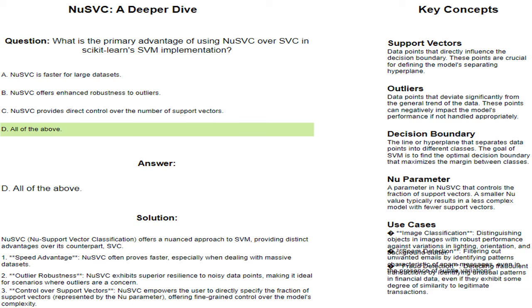All of the above. In SVM, support vectors are the data points that lie closest to the decision boundary and influence the model's prediction. They are crucial because they directly shape the separating hyperplane that divides the data into different classes. Essentially, they are the data points that contribute most significantly to the model's learning.